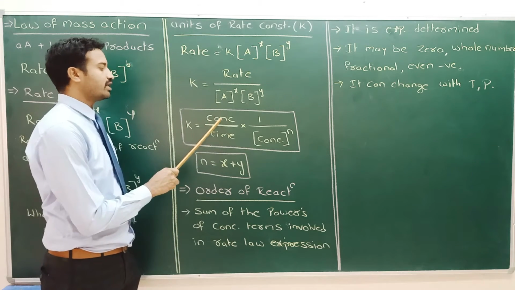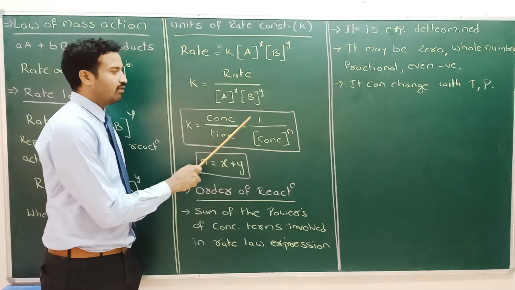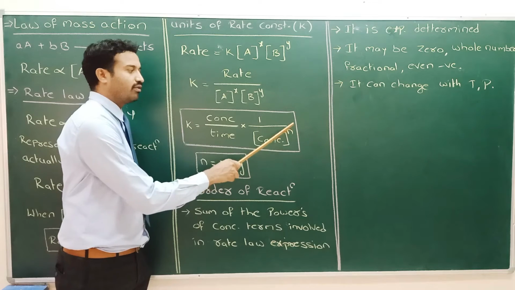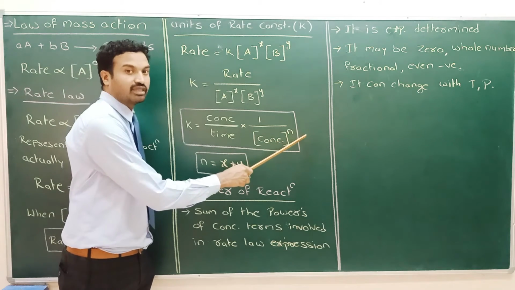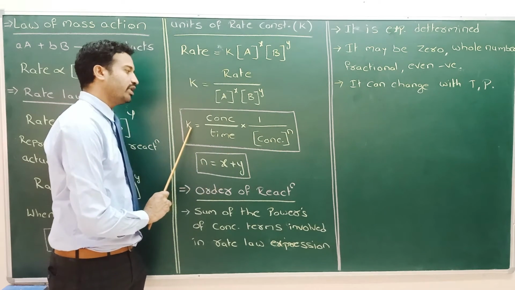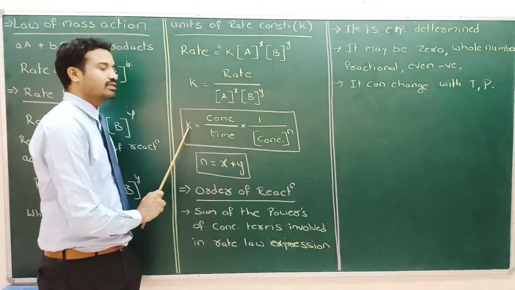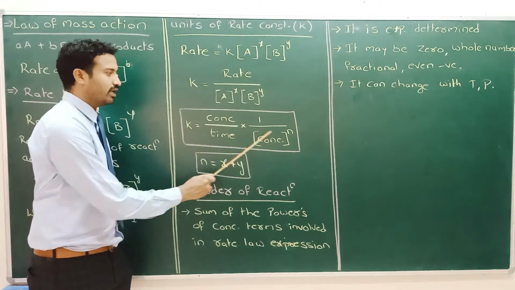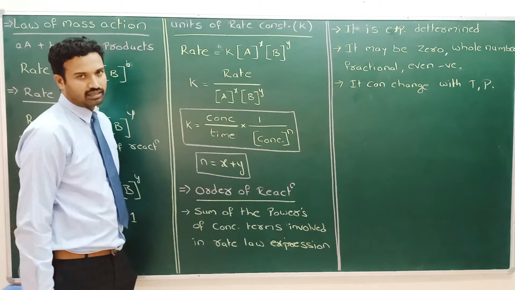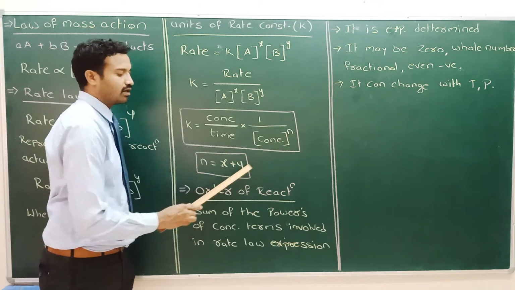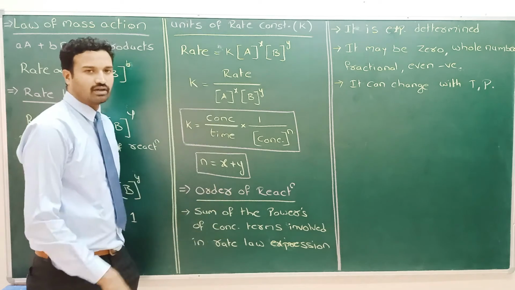Here concentration by time is constant. 1 by concentration to the power of N, it may be 1, it may be 2, it may be 3. So the rate constant units depend on the N value. If we calculate the N value, we will get the rate constant units. So N is called the order of reaction, and we need to calculate the order of reaction first.